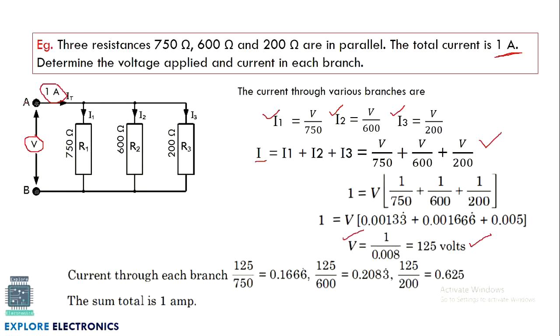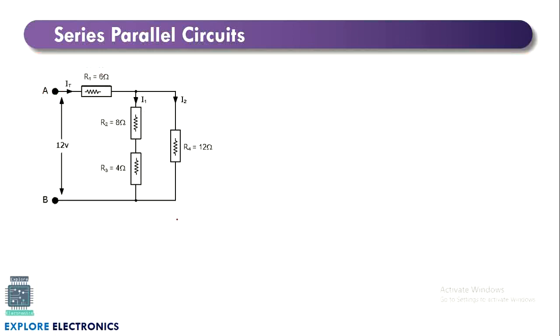And now that we have V, we can calculate the current through each branch. If we put V here, we can calculate I1, I2 and I3. By using these expressions, I1 is 0.166, I2 is 0.208 and I3 is 0.625. After getting these three currents, you can cross verify that if you add I1, I2, I3, the total current should be equal to 1 amp. Okay. This is how parallel circuits can be analyzed.